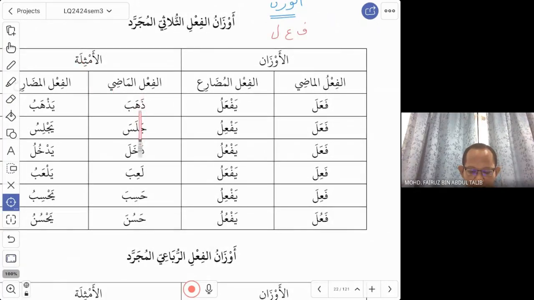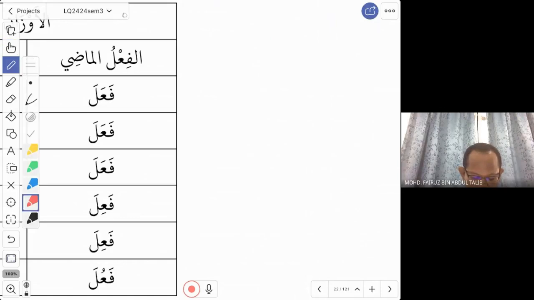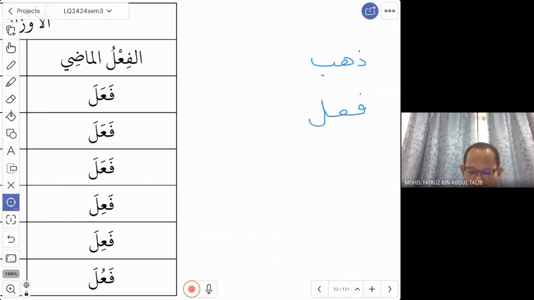Fi'il madi, zahaba. Please compare this zahaba to fa'ala. Fa, ain, lam. Zahaba. So compare these two words. We take the fi'il first, zahaba, and then we take the wazan. This is the fi'il. This is the wazan. How do you read the wazan? So here, the wazan reads fa'ala.